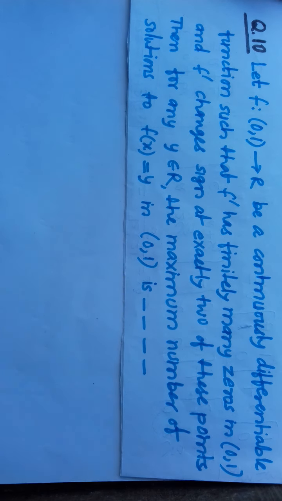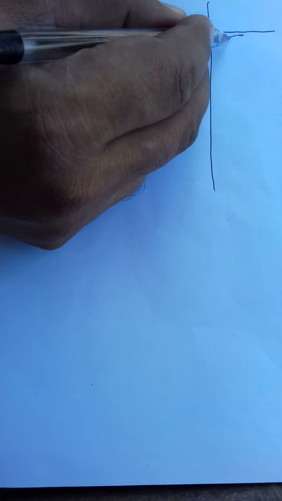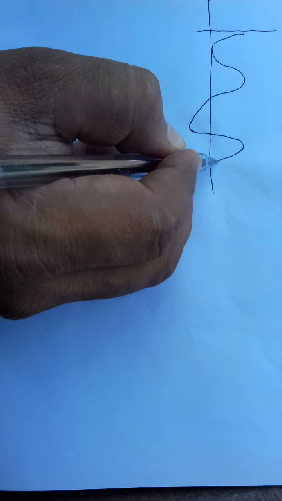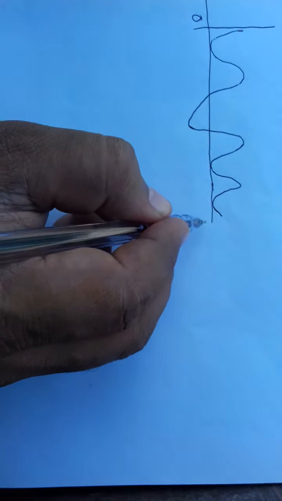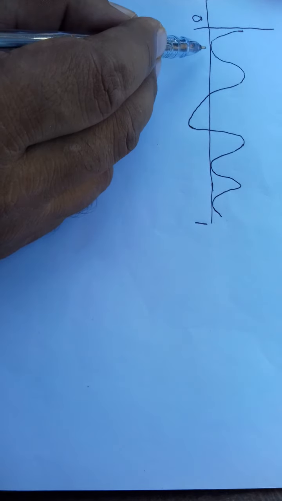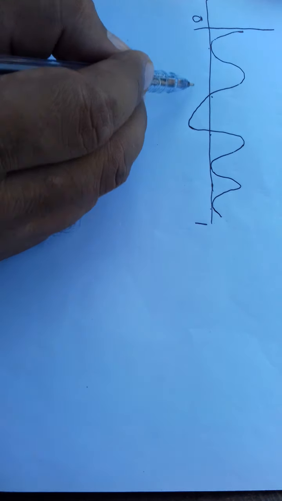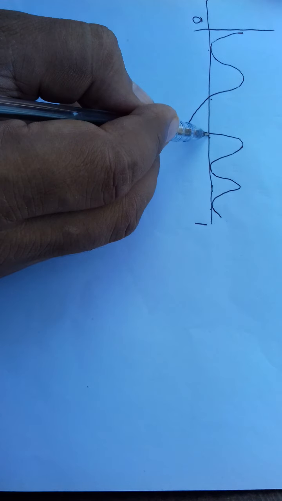Here is the question. According to the question, we may draw the graph of f dash x like this. From 0 to 1, you see there are many zeros, 1, 2, 3, 4, 5, but this crosses the x-axis exactly two times, at 1 and 2.